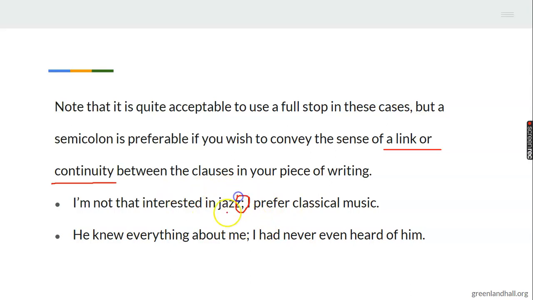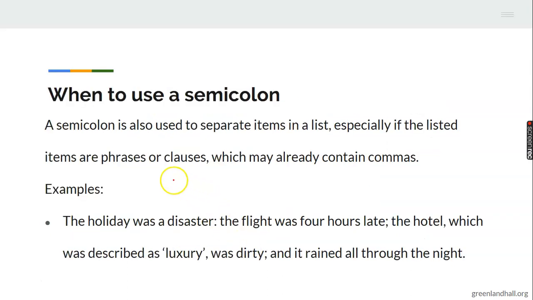The semicolon. He knew everything about me; I had never even heard of him. There is a kind of link between the two clauses, and so we make use of the semicolon. Okay? Now, when are we to use a semicolon? A semicolon is also used to separate items in a list, especially if the listed items are phrases or clauses which may already contain commas.